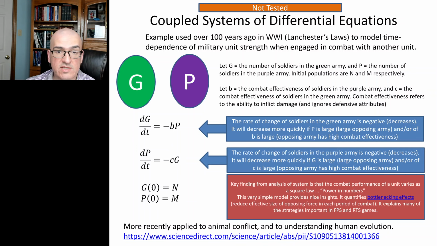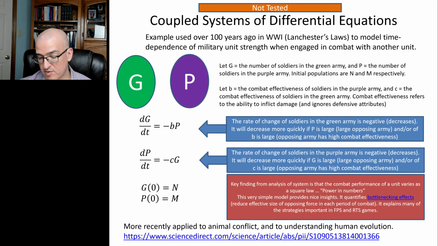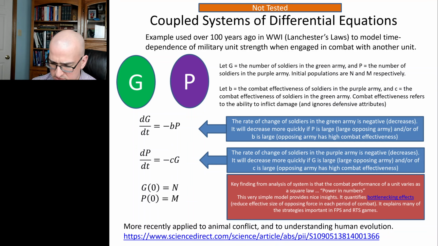And to give an indication of what else is done with this, a simple model like this with small extensions is used to describe how conflict arises between animals, between chimpanzee groups, for example, or between fire ants. It's also used to describe certain features within human evolution, including human cultural evolution. There's a link at the bottom to an article. It's about 6 years old, but still fairly recent, that describes some of that.